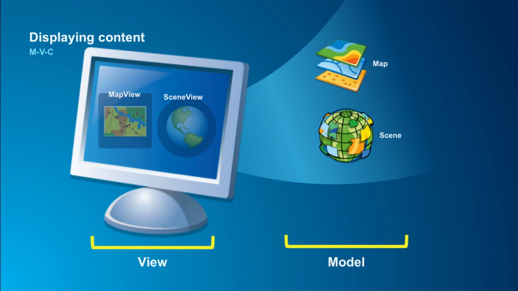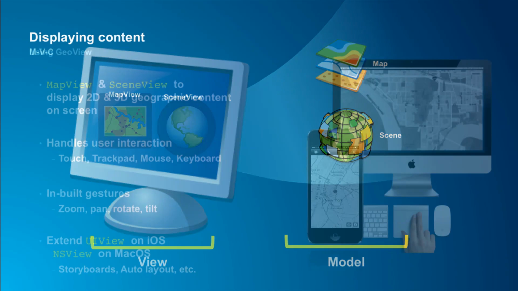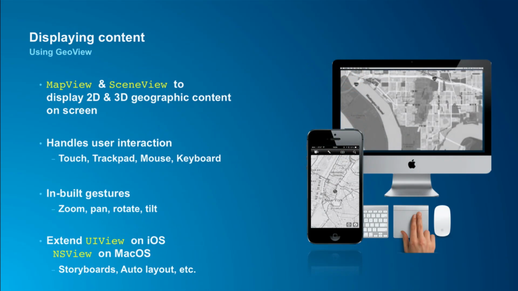So all of that was about the map and scene, which constitutes the model component in an MVC architecture. If you want to display those data sources on your device, you need to use something from the view component of that architecture. And for that, we provide things like a map view and a scene view. A map view works with a map, a scene view works with a scene, and that's the way you can take the 2D and 3D content and create 2D and 3D visualization.